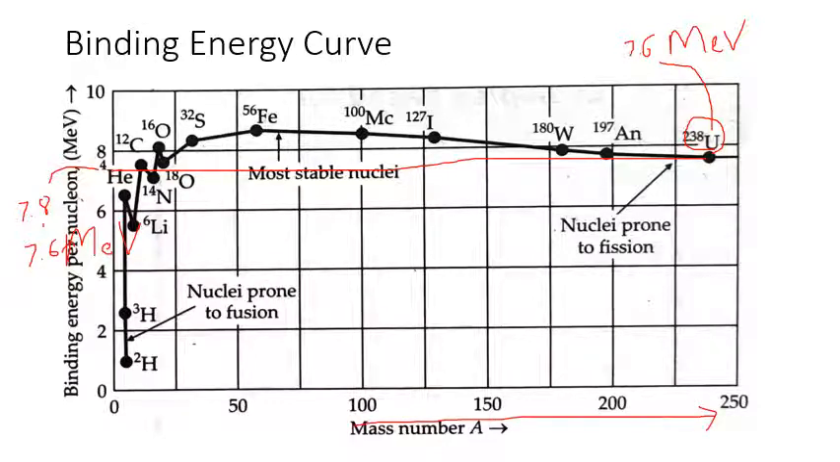Now, why does the binding energy decrease as the mass number increases? The binding energy decreases because if the mass number increases, it means the number of nucleons inside the nucleus increases, isn't it?